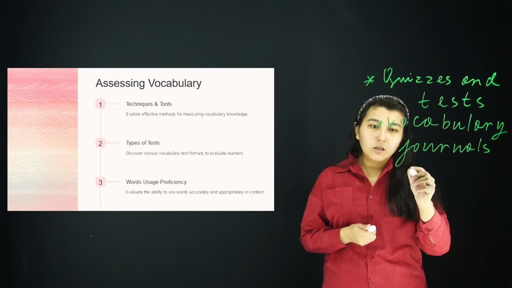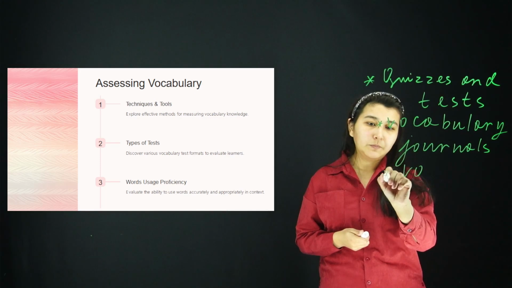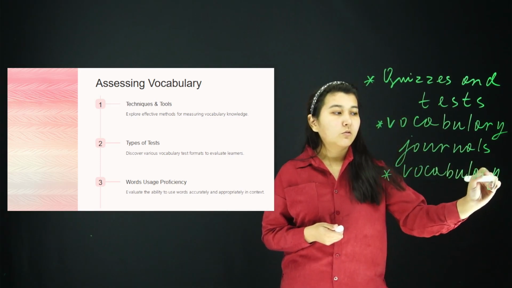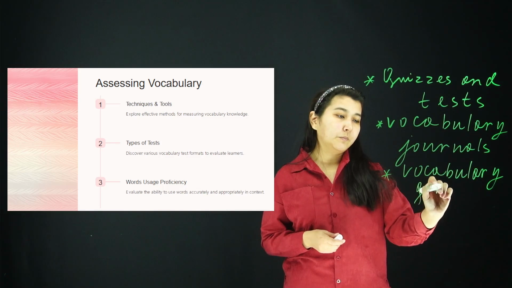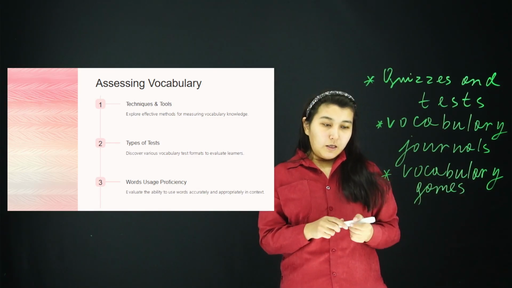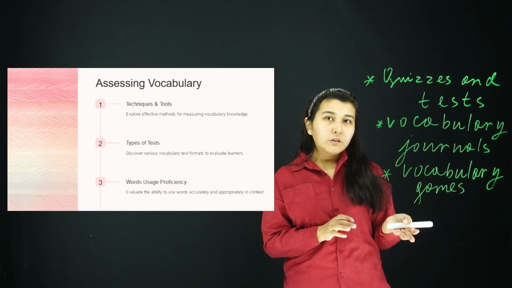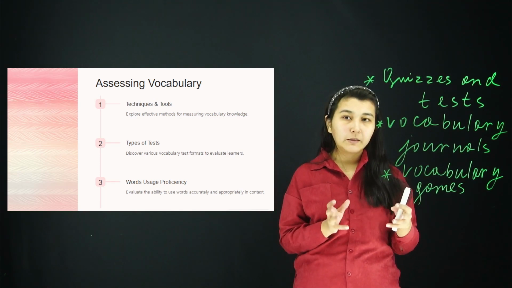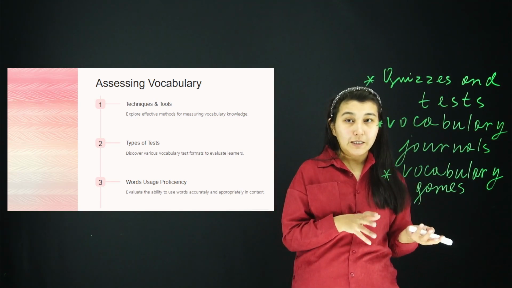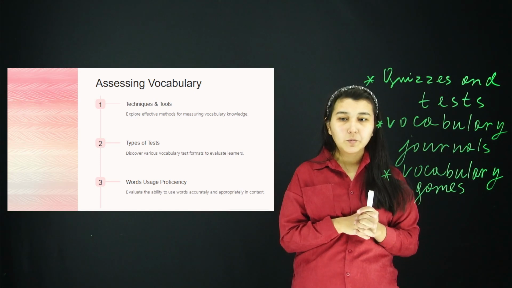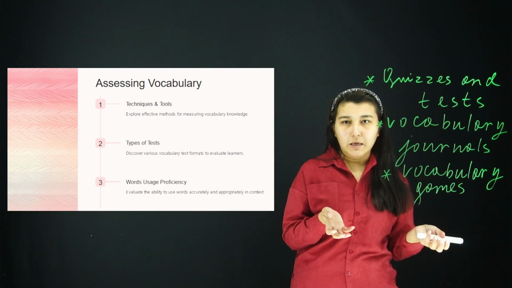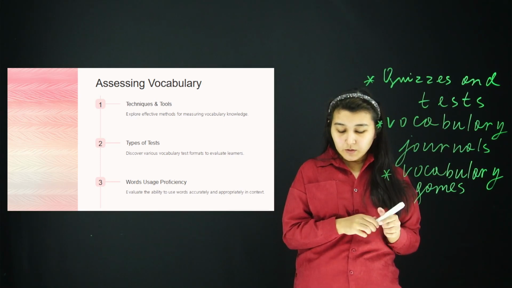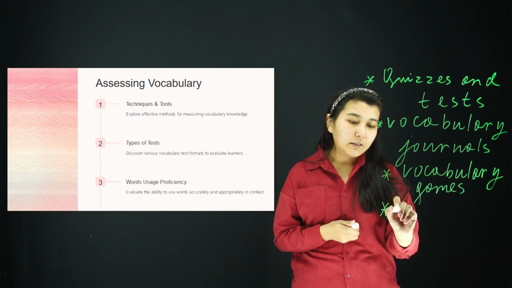And the next one is vocabulary games. And of course, you know what a game is. You can plan a game for your lesson. For example, a hot seat game maybe, or another type of game. And the next one is oral assessment.